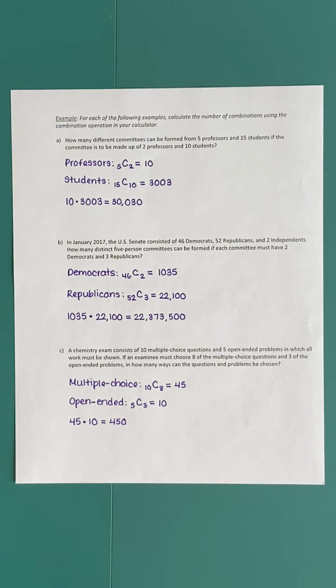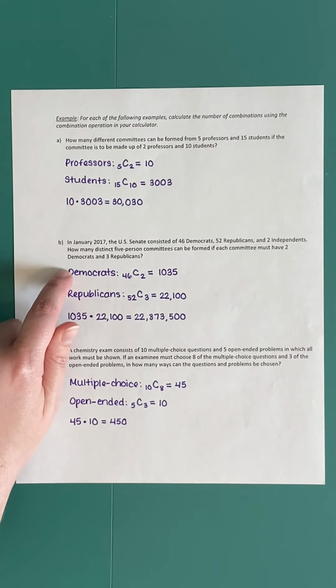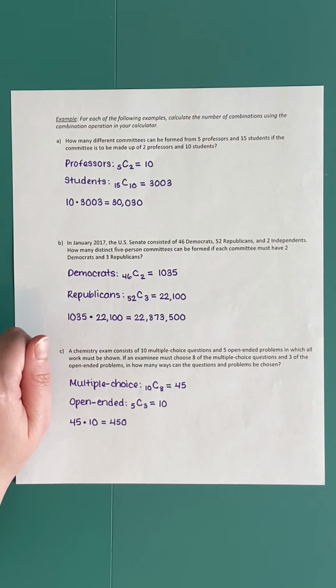So just like with choosing professors and students, again, if we have that specific ratio that we want to meet, the only way we can make sure we're adhering to that requirement is to choose the Democrats only from the Democrats, and then choose the Republicans only from the Republicans. In other words, 2 steps. Choose the Democrats, step 1, choose the Republicans, step 2.